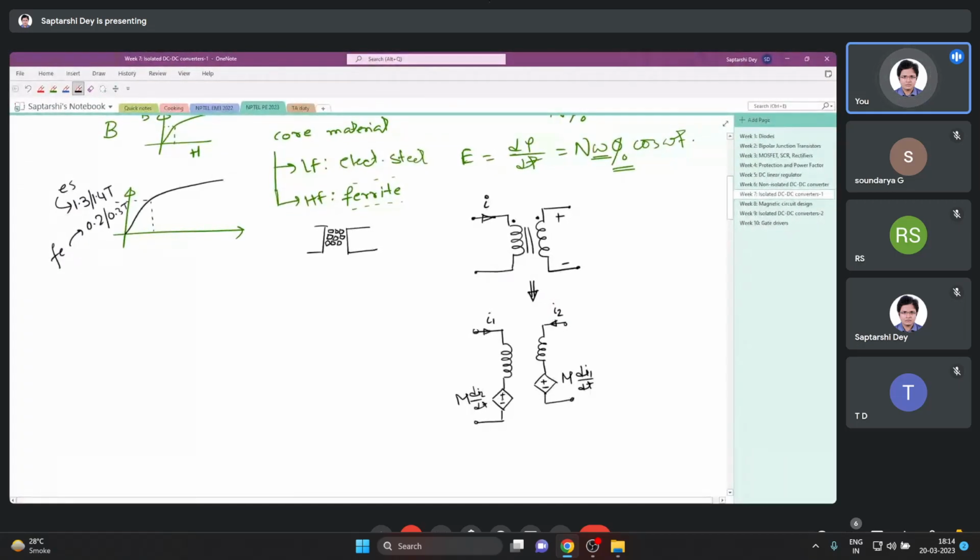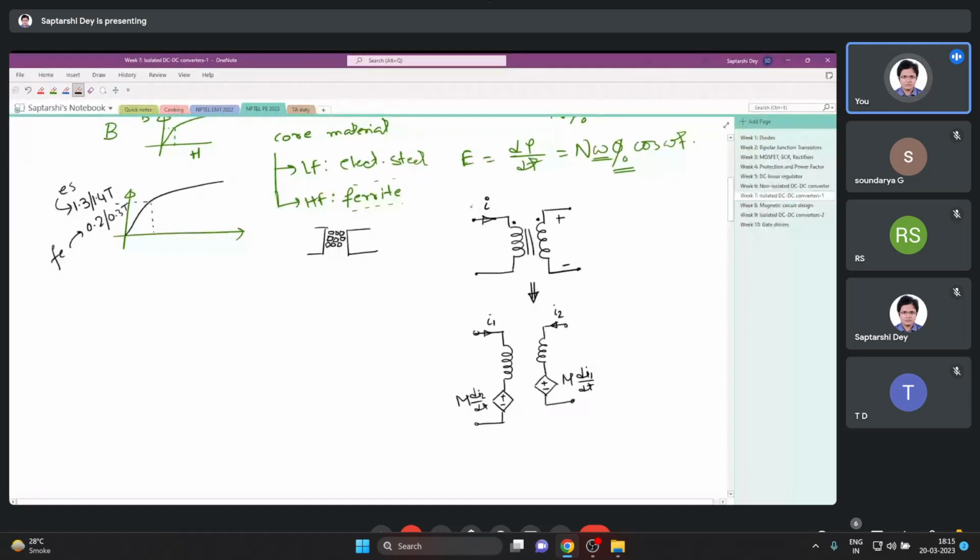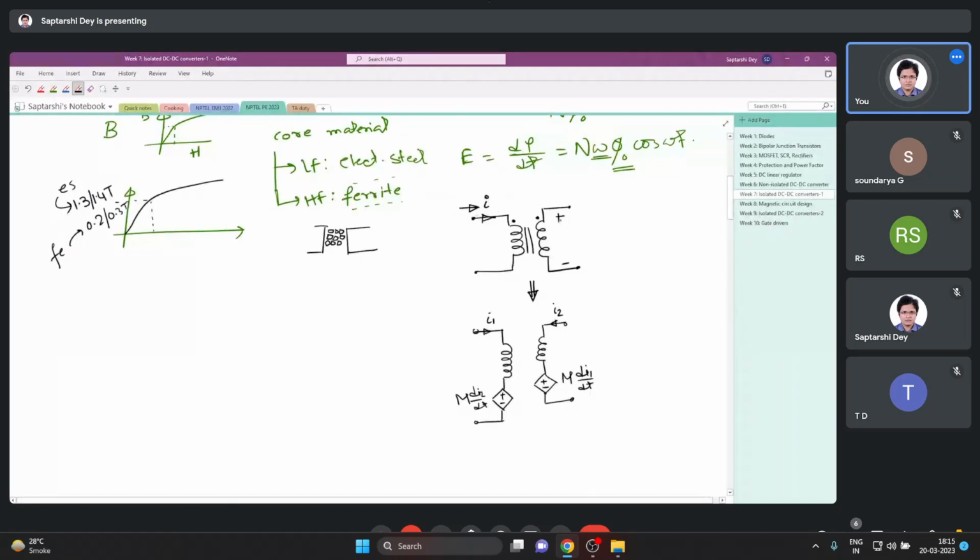Now notice the polarity I have shown for these dependent voltage sources. This is because I have given the dots like this. If this dot was here, then these would have been reversed. But while studying these converters, we will not go into such complex equivalent circuits. We will simply think of it this way. What I said is, if the current entering this terminal is increasing, then there is a positive here.